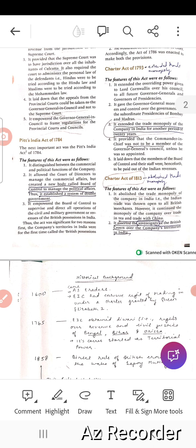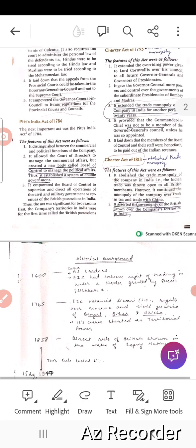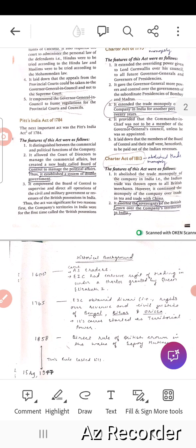So here we can see the functions have been distinguished. Okay, and in this way a double government, a system of double government has been set up. ठीक है, तो कभी कभी you'll face a question regarding double government also.